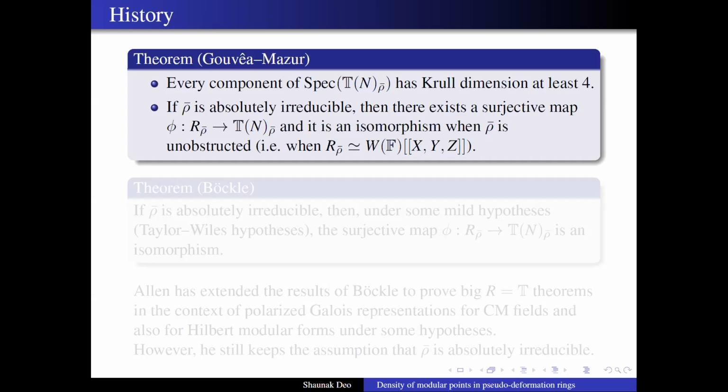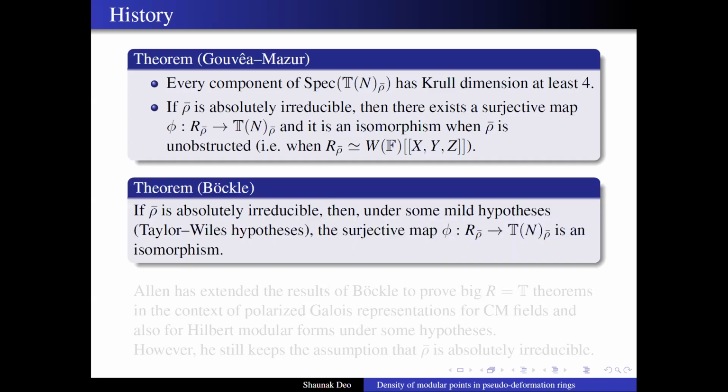So this was one of the first big R is equal to T theorems that were known. Then Böckle improved on it heavily by proving that if rho bar is absolutely irreducible, then under some mild hypotheses, which are known as the Taylor-Wiles hypotheses, this surjective map from R rho bar to Tn rho bar is also an isomorphism. I would like to note that in his theorem also rho bar is absolutely irreducible, but the other hypotheses are much milder than the unobstructed ones. And because we are in the absolutely irreducible case, pseudo-deformation rings and deformation rings are the same.